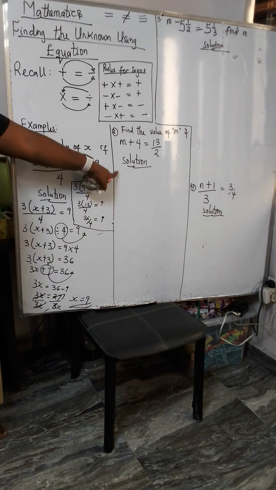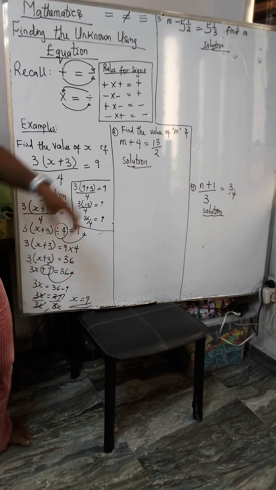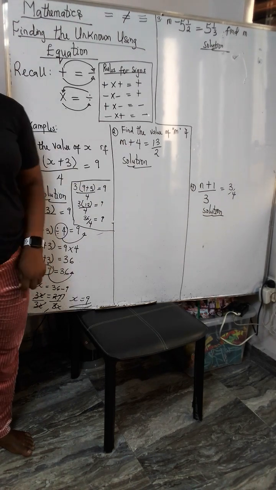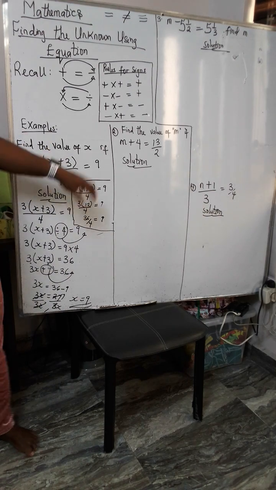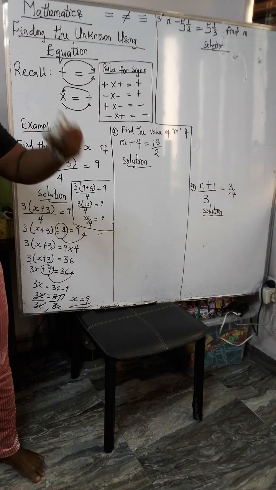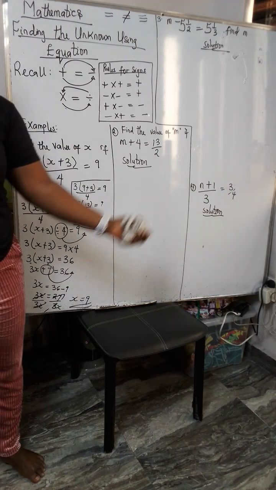Alright, what do we have next? We have m plus 4 equals 13 over 2. And the question is, find the value of m. If this is your equation, we have to find the value of m. The value of m will be what?